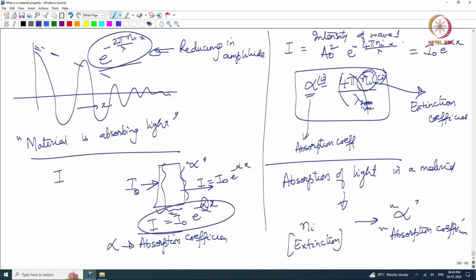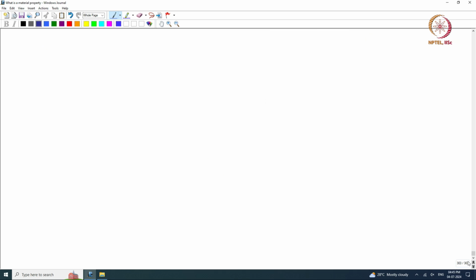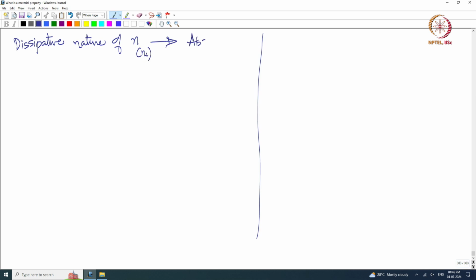So whether I talk about extinction, which is the imaginary part of the refractive index, right, the imaginary part of the refractive index is called the extinction coefficient, and it tells me how much light will be absorbed, right. That is the dissipative nature of the refractive index, or the dissipative nature of refractive index is the absorption of light by the material. Ni tells me the absorption of light in my material. Okay. All right.